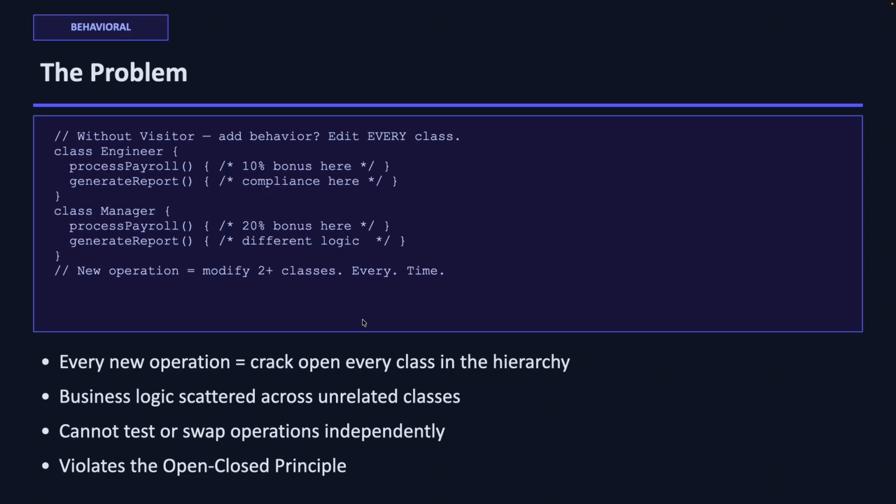We add another method like calculate tax. We're going to have to edit the engineer class, and then we're going to have to edit the manager class as well. If we add another new class, like an intern class, we're going to have to implement all of these operations there as well. We're already seeing that the hierarchy and the operations are all tangled together. If we think about this, this is what the visitor pattern is trying to fix.